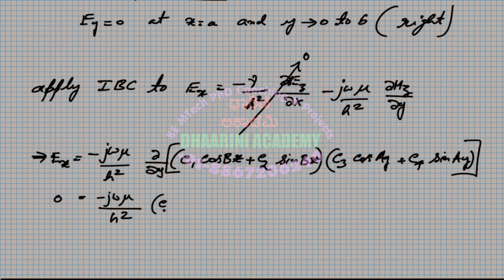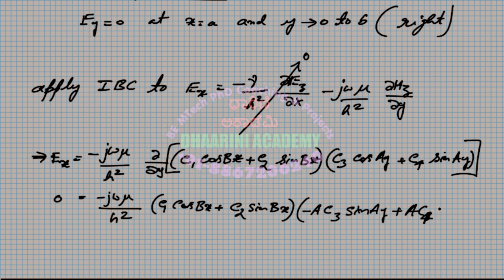So that is c1 cos bx plus c2 sin bx. All right, so that's my term, into, take a derivative. It's a dou by dou y of this term. So this becomes minus a times c3 sin ay, because it is a differentiation, plus, it's a differentiation once again, so a times c4 cos ay.